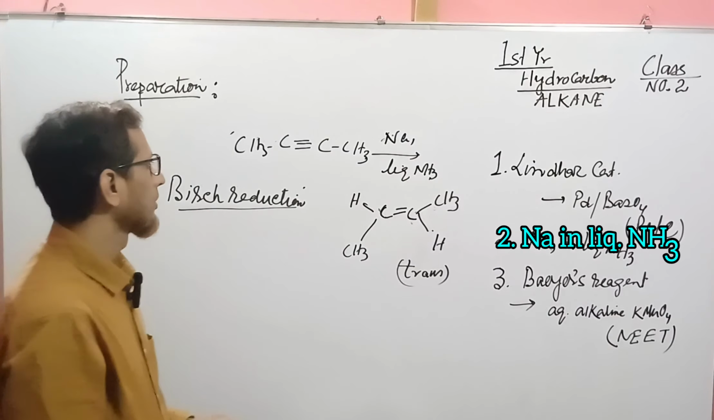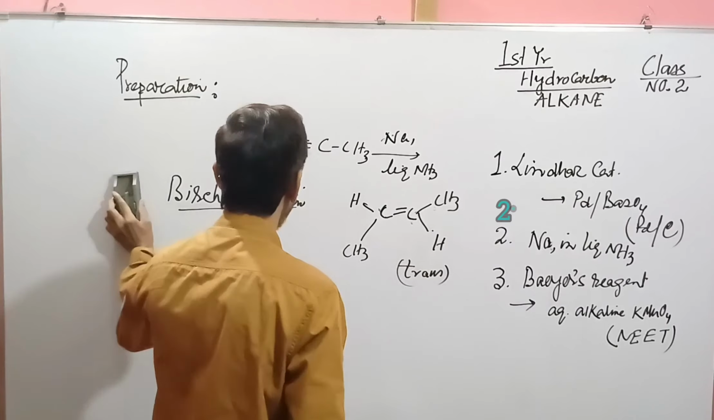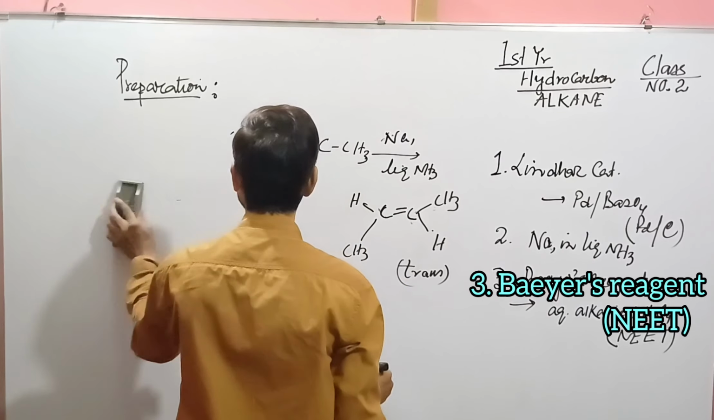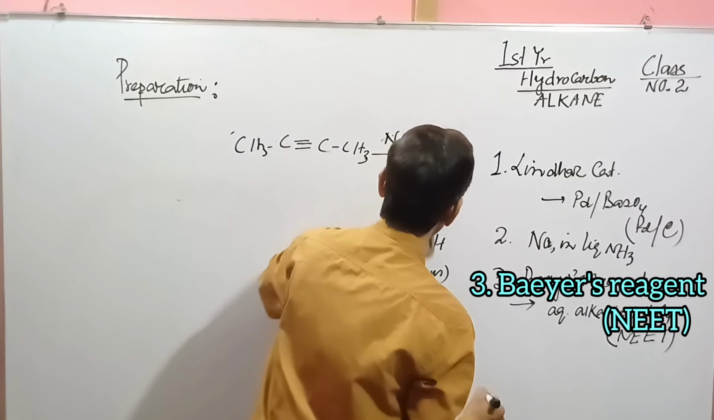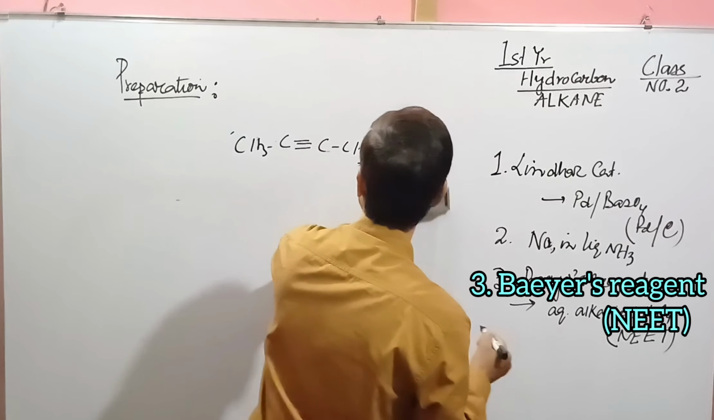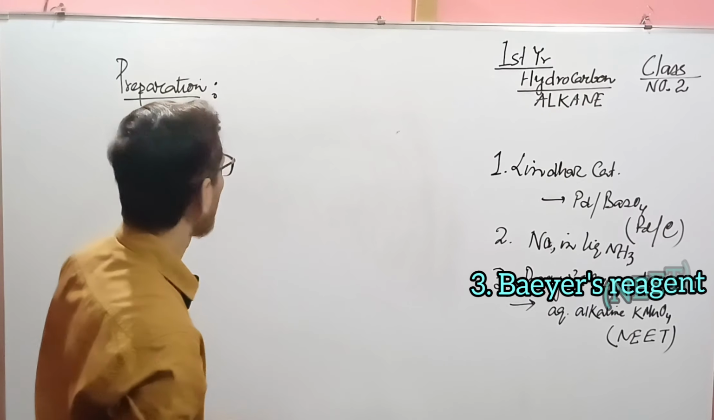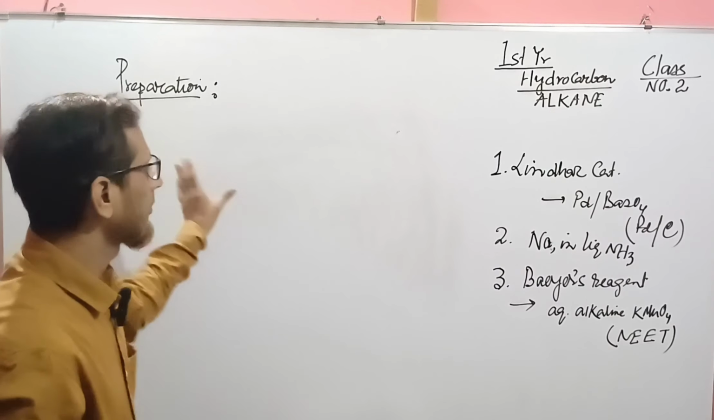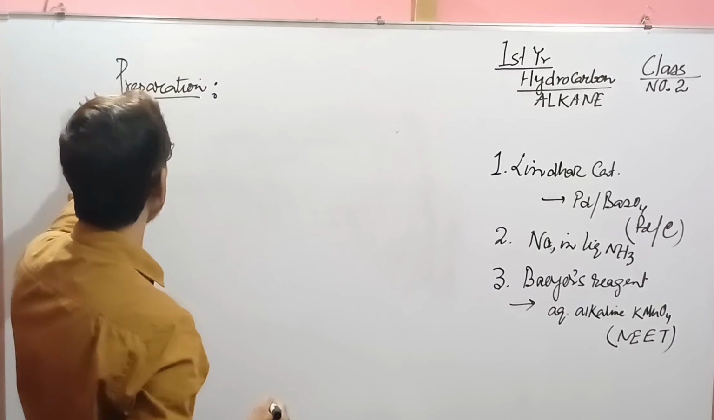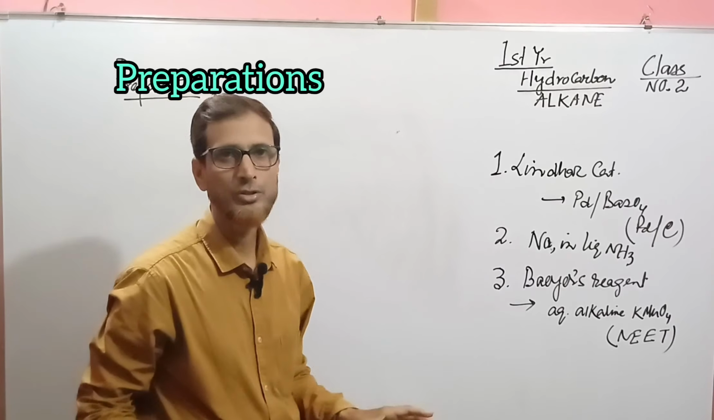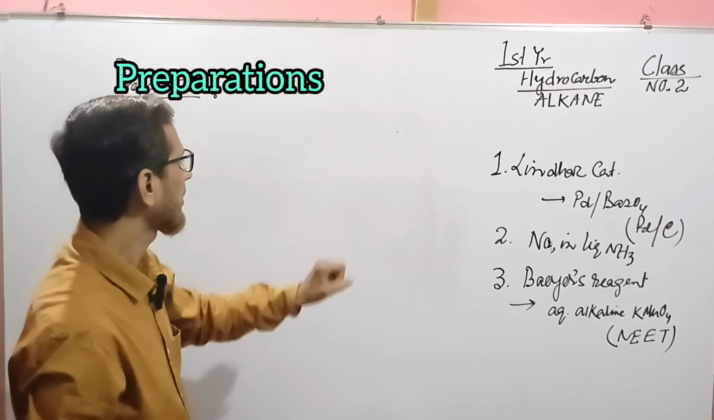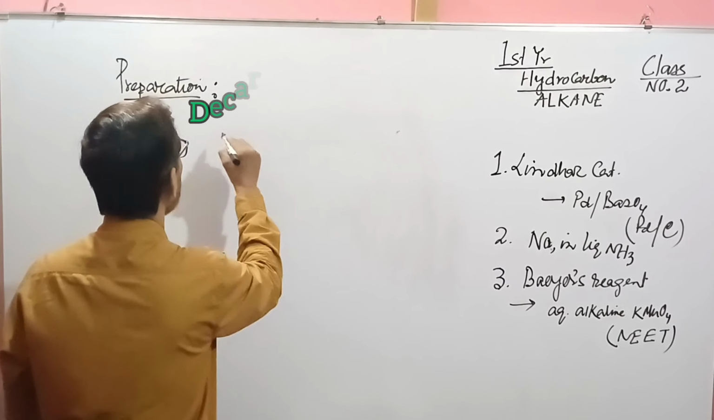So next one is Baeyer's reagent. Baeyer's reagent is also very important, and it is used for oxidation processes. Just keep the name in your mind. So let me come to my point, that is preparation. I was dealing with preparation. Now what is the third part of the preparation?